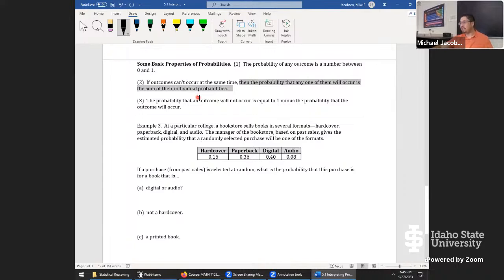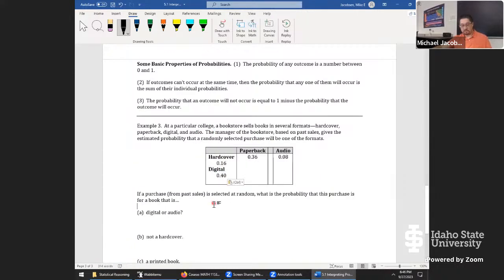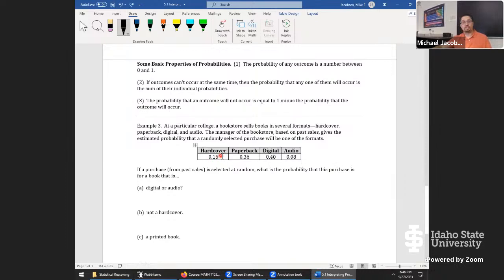Now let's say what they mean by that. In example 3, we have 4 different kinds of outcomes: hardcover, paperback, digital book, and audio book. But there's no way to have a hardcover book be digital at the same exact time. That's impossible. So if you ask what's the probability of selecting a hardcover or digital book, because these can't happen at the same time, you just add the probabilities together. You just add the 0.16 together with the 0.40. So that's the idea of property 2.